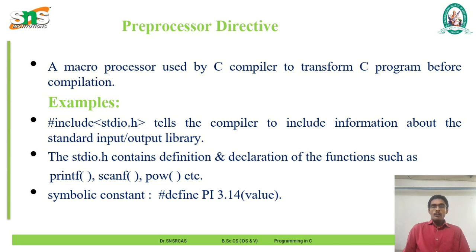The stdio.h standard input-output header file contains definitions and declarations of system-defined functions such as printf, scanf, pow and so on. These are also used in symbolic constants such as #define PI, which contains the value 3.14.